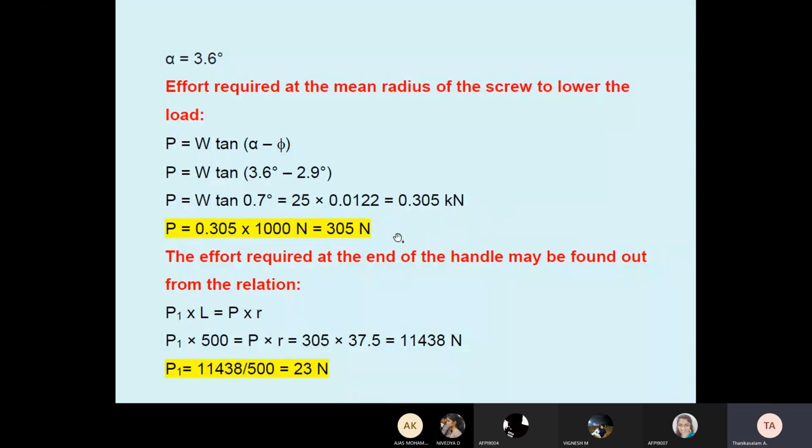Now the load is applied at the end of the lever. How do you calculate it? P1 times L equals P times R. P equals 305 Newton, R equals the radius 37.5, and L equals the length of the lever. Therefore P1 equals 23 Newton.